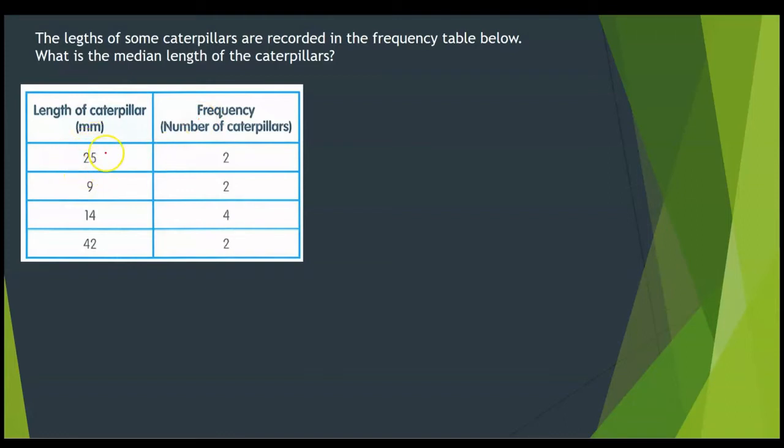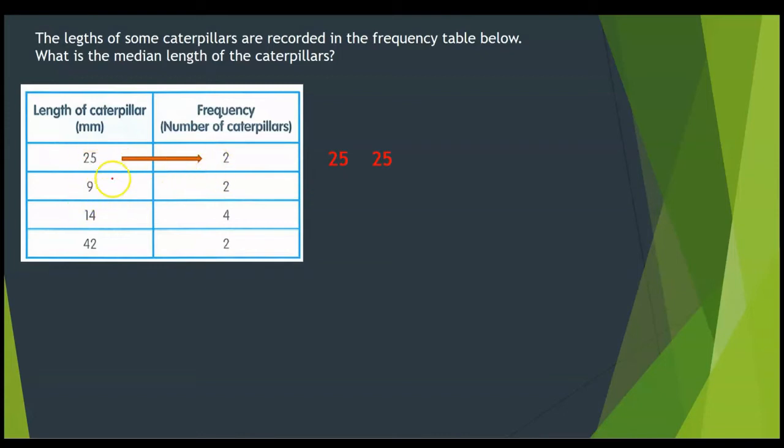So I have 25 millimeters and the number 2 as frequency, which means the 25 is repeated 2 times, which means there are 2 caterpillars 25 millimeters long. Is this clear? So I'm going to write the 25 twice, 25 and 25, which means there are 2 25s.